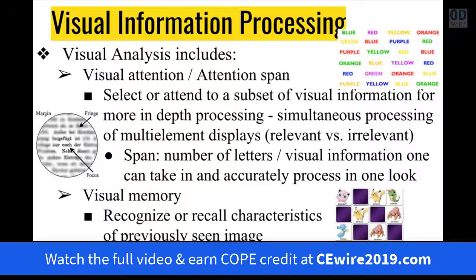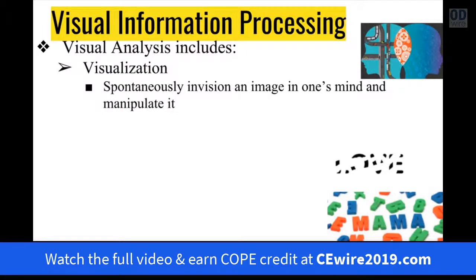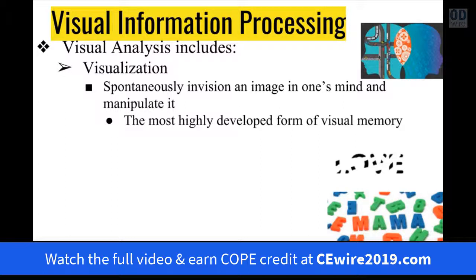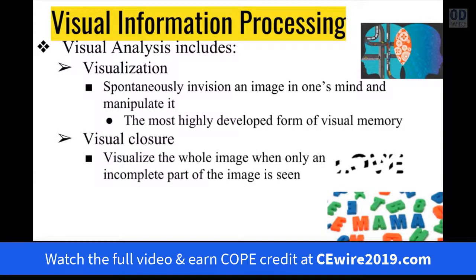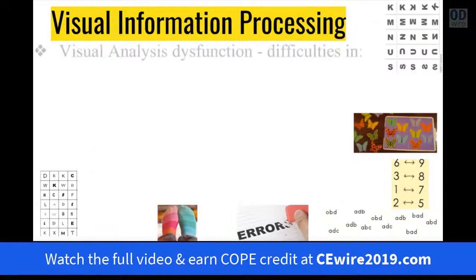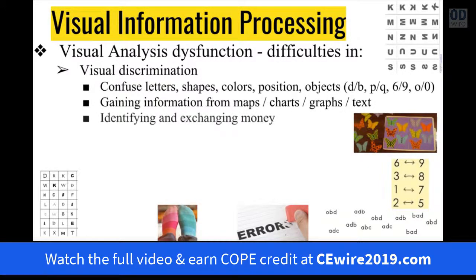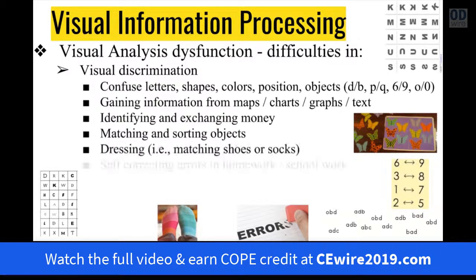Visual memory is the ability to recognize or recall characteristics from a previously seen image. Visualization is being able to spontaneously envision an image in one's mind and then to manipulate it, and this is the most highly developed form of visual memory. Visual closure, being able to visualize the whole image when only one incomplete part of the image is seen. Visual sequencing, being able to perceive, organize, and remember a specific order. So all of these different components are included in visual analysis.